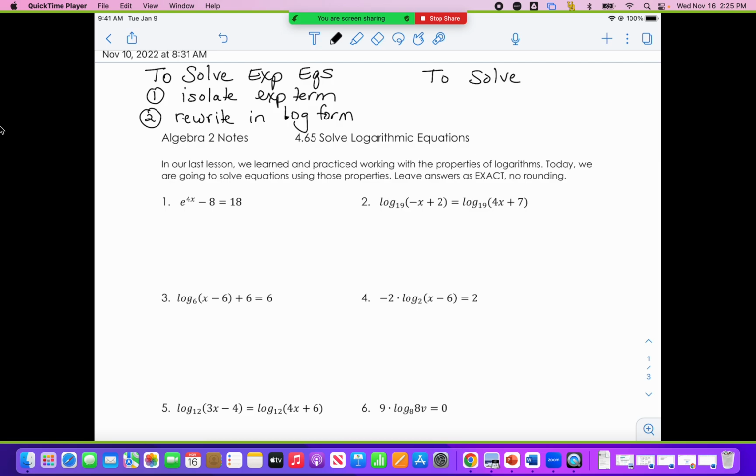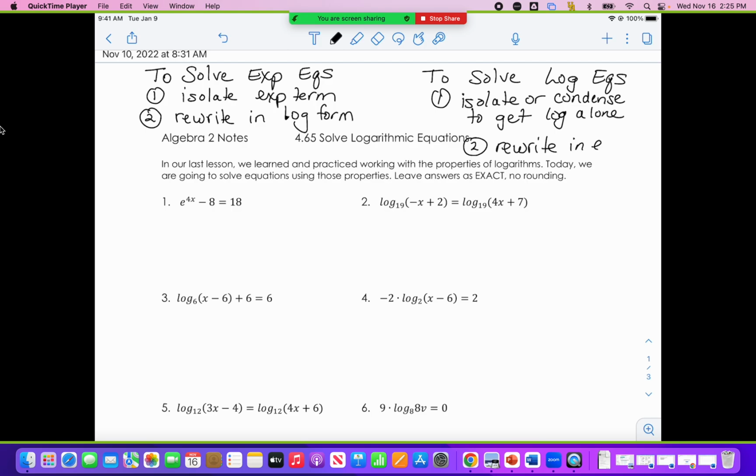To solve log equations, step 1, isolate or condense to get log alone. And step 2, rewrite in exponential form.